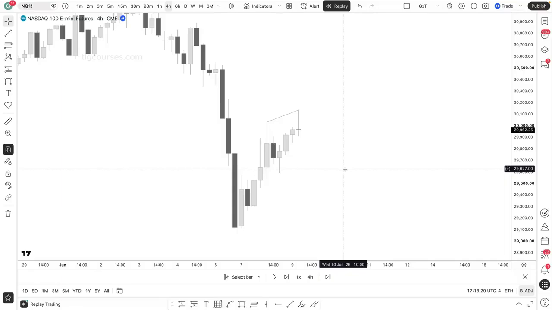So the GXT continuation sequence is really simple. You're opening up a new higher time frame candle with an aligned swing. So it should just expand basically. So let's go see if we're opening up within an aligned swing here.